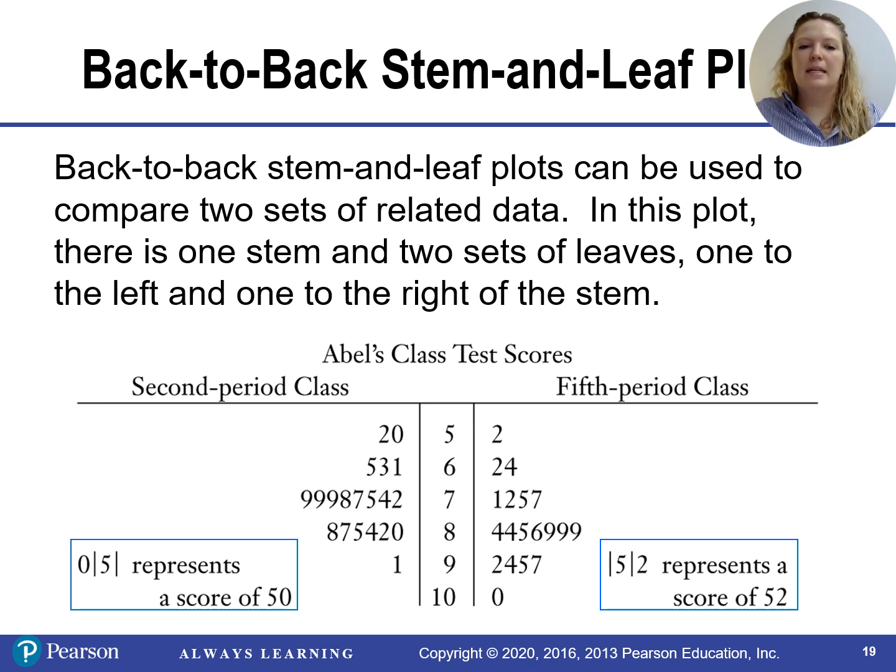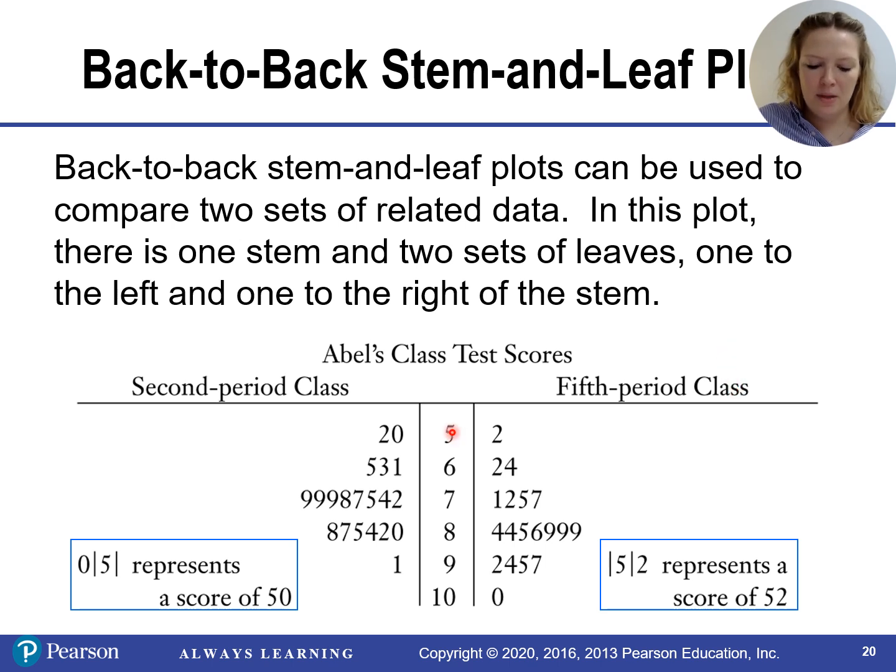Another way we can represent data, especially if we want to compare, is with a back-to-back stem and leaf plot. A back-to-back stem and leaf plot will have our stems in the center. Sorry about that. We will have our stems in the center of the back-to-back stem and leaf plot, and then we can read what values there are in each. So in this stem and leaf plot, we have on the left-hand side the second period class test scores, and on the right, the fifth period class test scores.